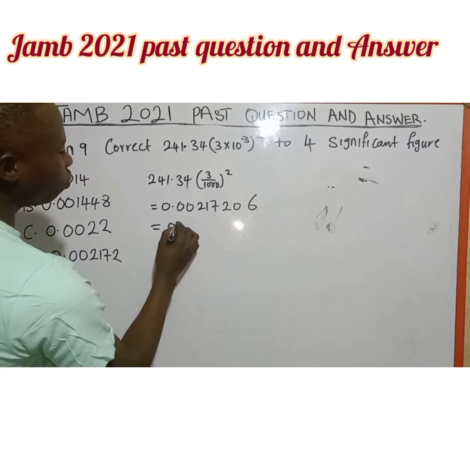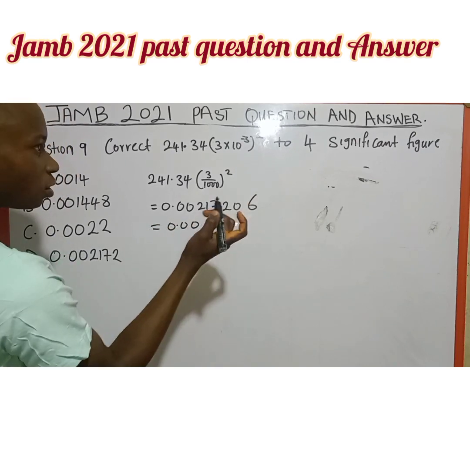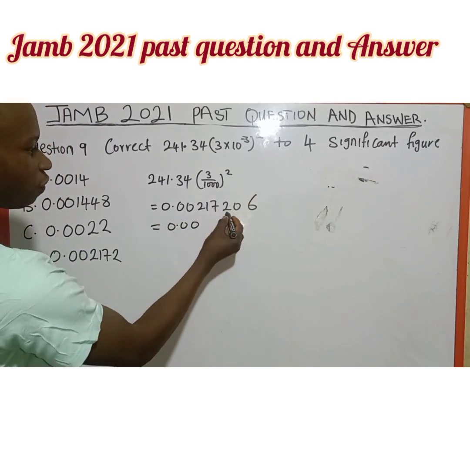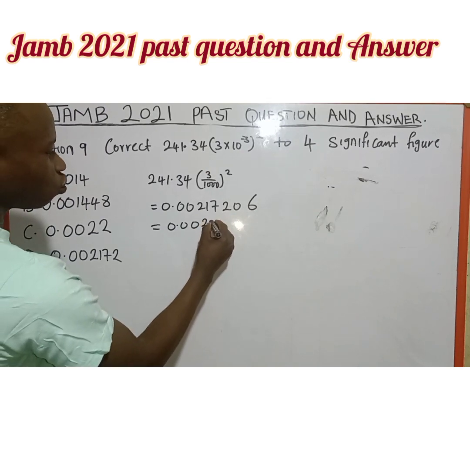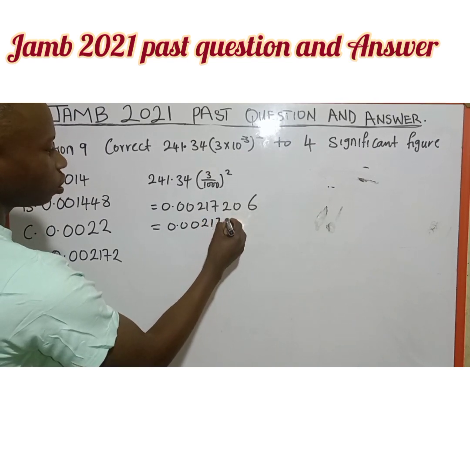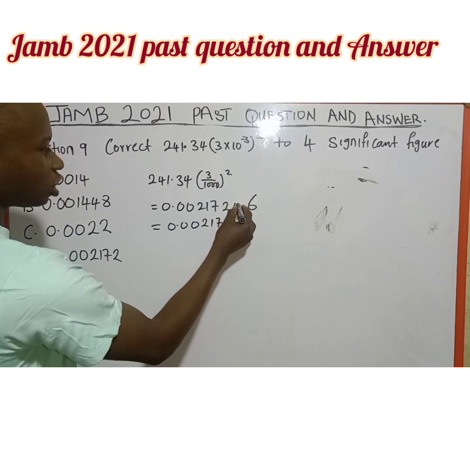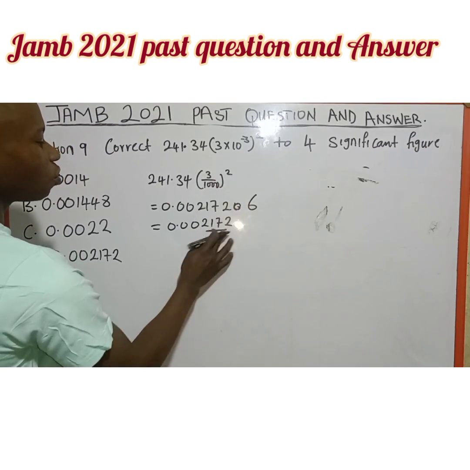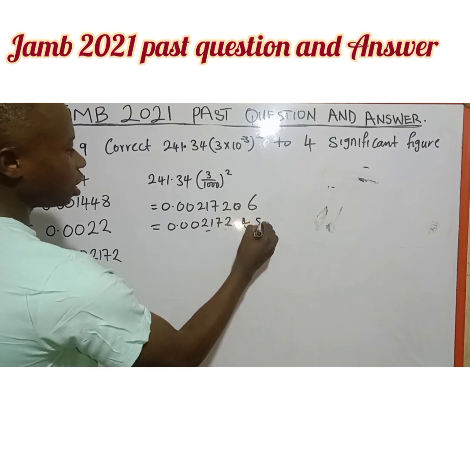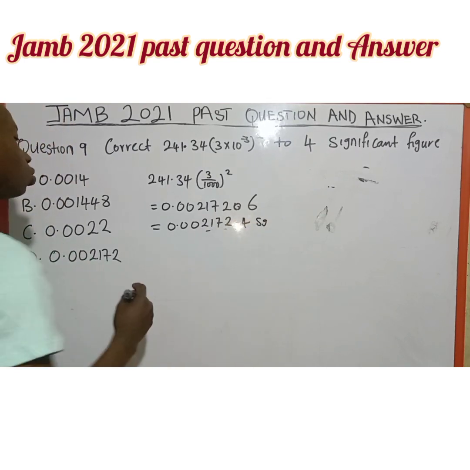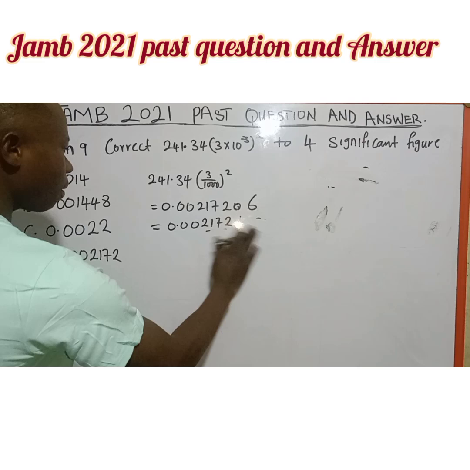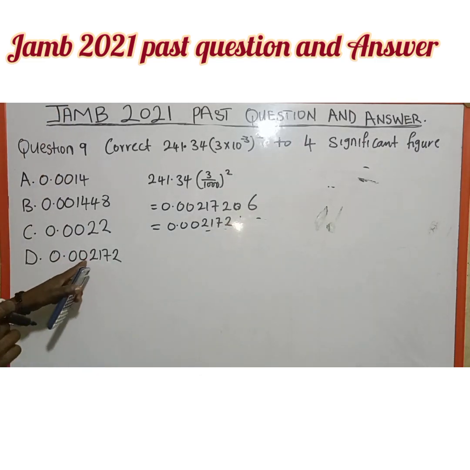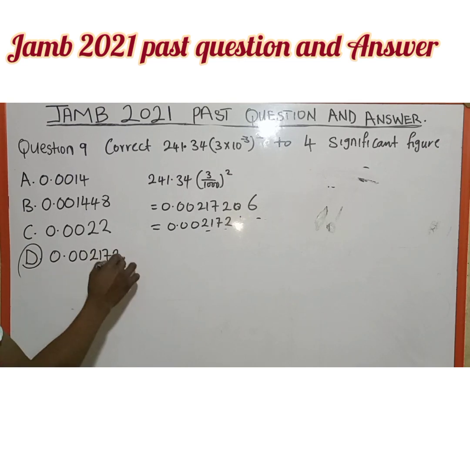So we are going to have 4 significant figures: 1, 2, 3, 4. I have 2, 1, 7, then 2, because the next digit is not up to 5, so we cannot approximate. So this is to 4 significant figures. So my correct answer is going to be 0.002172. So option D is the correct answer.